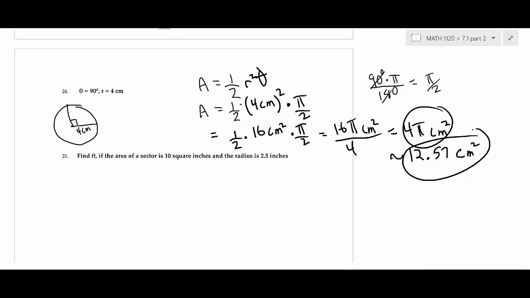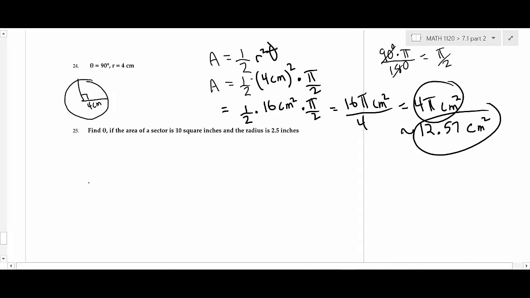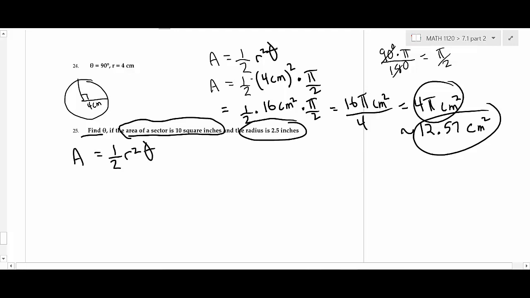All right? Okay, this next one is just kind of doing the problem in a different order. Okay, so we're going to find theta this time, and then this time I give you the area of the sector. I give that in square inches, and I give the radius is 2.5 inches. Okay, so again, it's going to be the same formula, so you want to start by just writing down the formula. Now, you can go ahead and plug your numbers in now, or you can solve for theta now, which is what I'm going to choose to do on this.